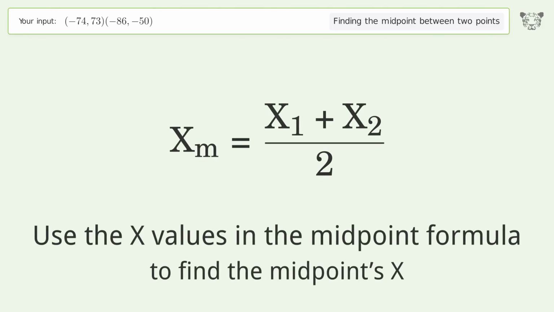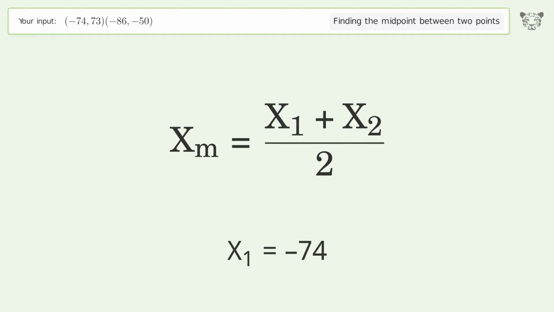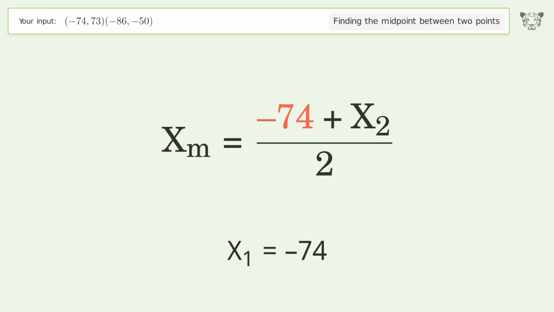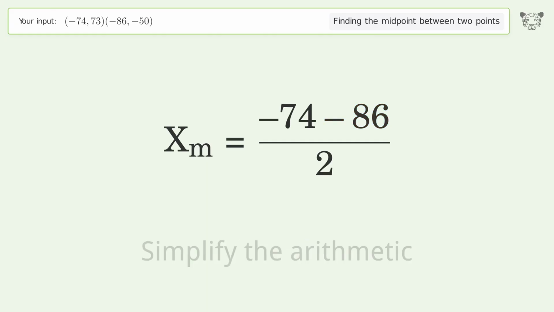Use the x values in the midpoint formula to find the midpoint's x. x1 equals -74. x2 equals -86. Simplify the arithmetic.